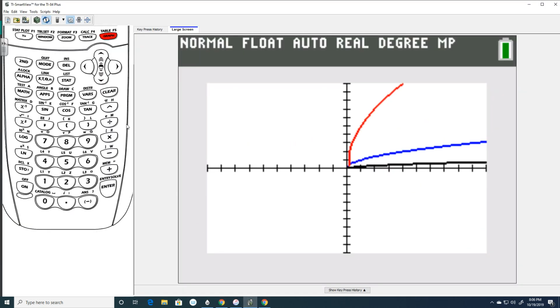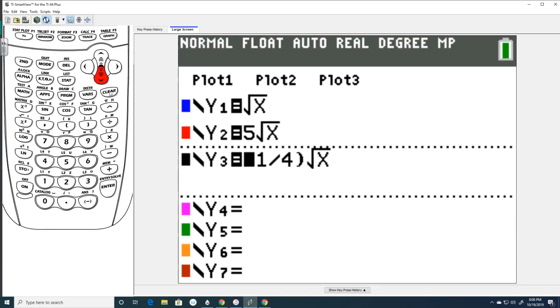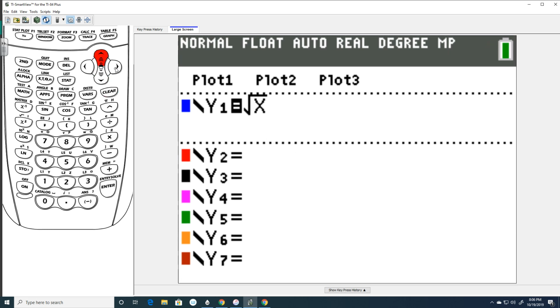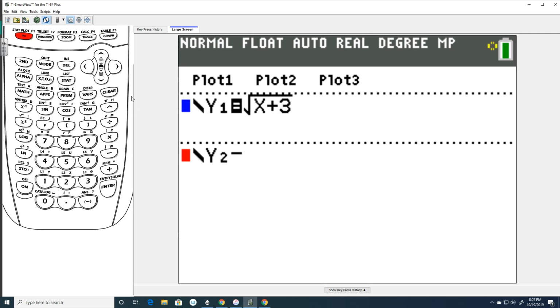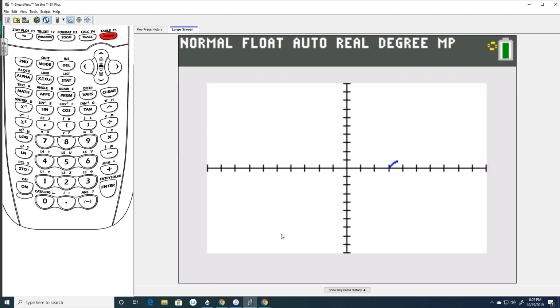So just so you can see what that looks like, let's go back to our y equals here. I'm going to get rid of these ones. So if I put underneath the square root, if I change this to a +3, it's going to be the same graph, but that +3, instead of starting right here, is going to shift me over to the left. And if I were to make that a -3, it's going to shift it to the right.